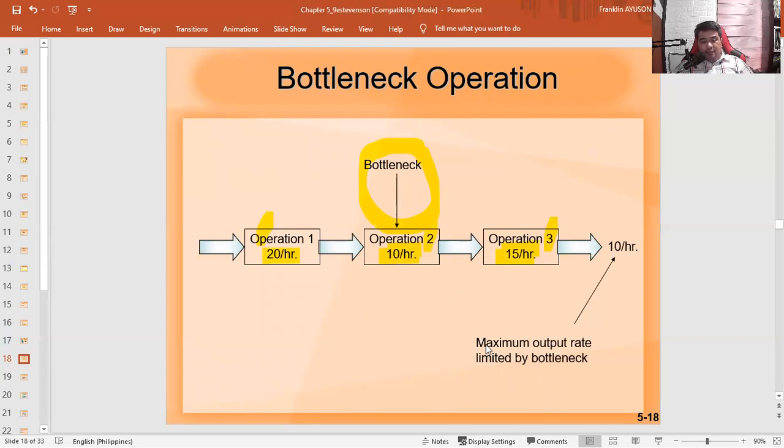Okay, and at the end, we have the maximum output rate, limited by the bottleneck, at only 10 per hour because of the bottleneck. Ibig sabihin, ang lumalabas dito 10 lang din, imbis na 15 yung kaya niyang i-produce. Okay? Because yung unang proseso mo can produce 20 per hour, twice as much as your second process or operation, which is only 10. Okay? So again, these are operation problems that we need to define.